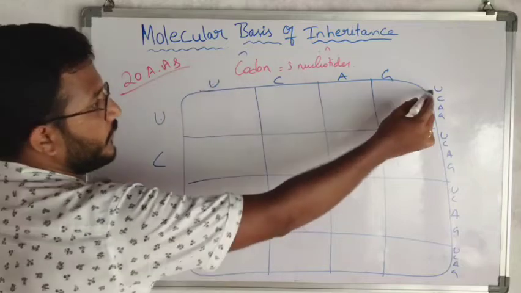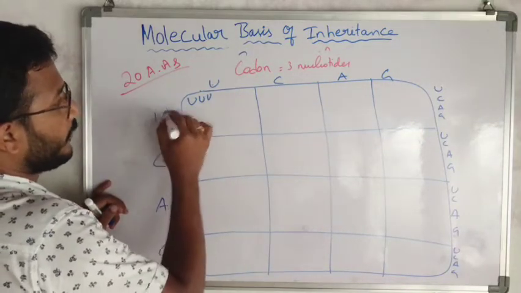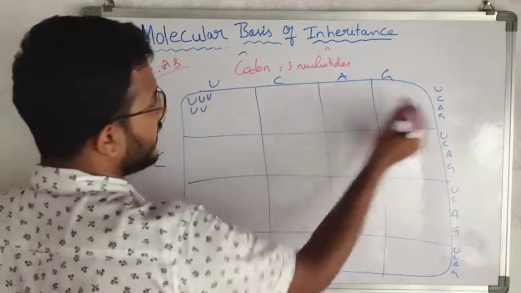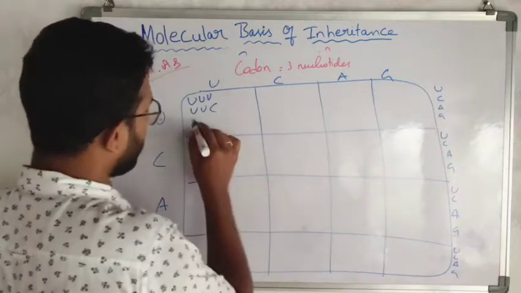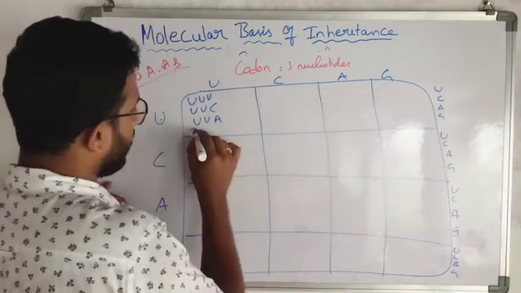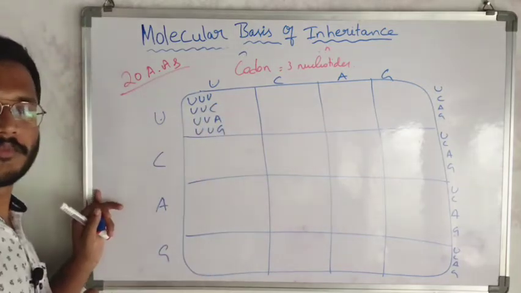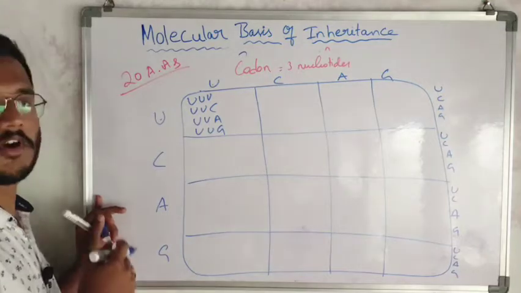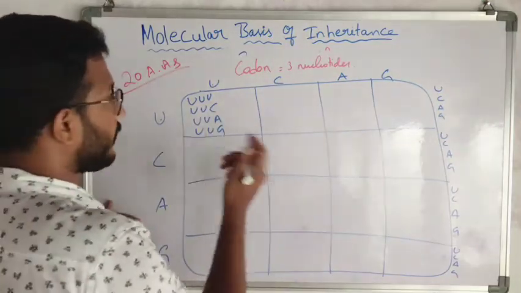U, U, and this U. Next U, U, and this C. Next U, and this U, and this A. 1, 2, this one. U, U, G. Now, 4 codons are formed. 4 into 16, 64. And another box.